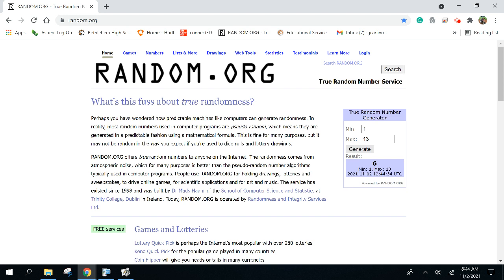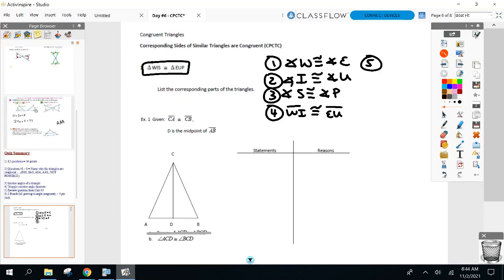And next, 6. Side IS is congruent to side UP. That was a disaster. I'm just gonna do the last one here. WS congruent to EP.